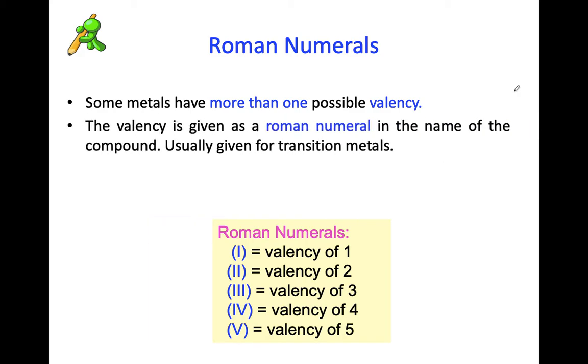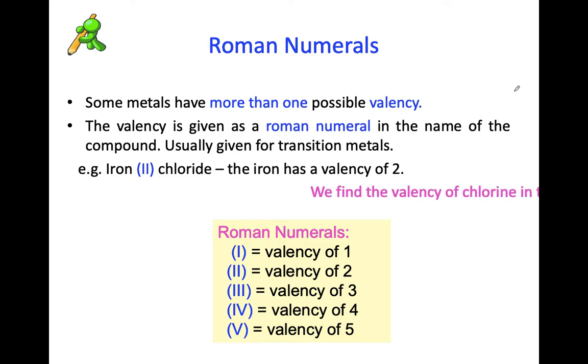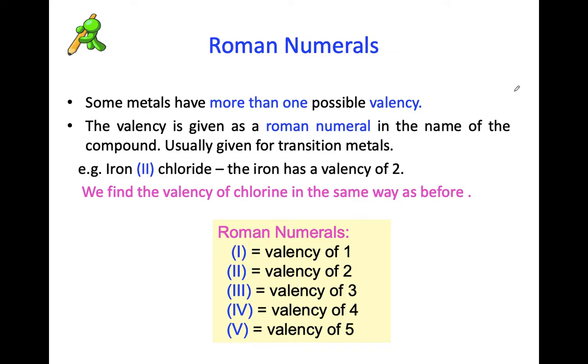Now the valency is given as a Roman numeral in the name of the compound. And as I said, this is usually in the case of transition metals. So the example we have here is iron 2 chloride. Our iron would have a valency of 2. We find the valency of chlorine in the same way as before. So let me demonstrate.